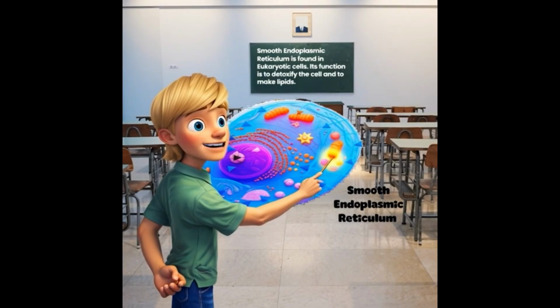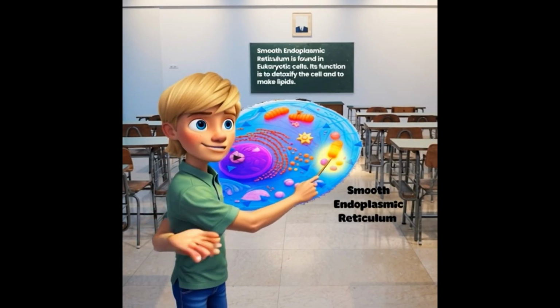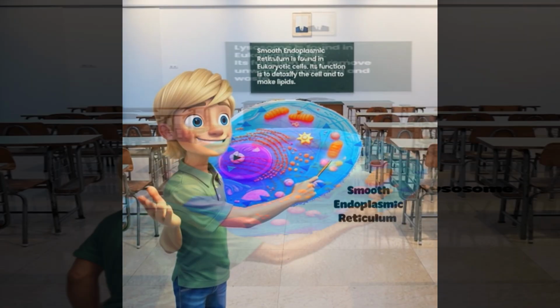Smooth endoplasmic reticulum is found in eukaryotic cells. Its function is to detoxify the cell and to make lipids.